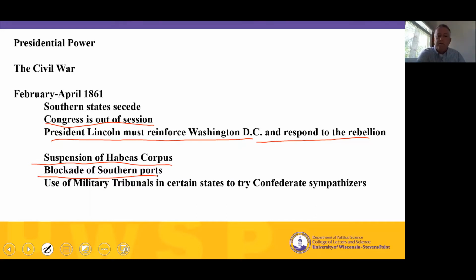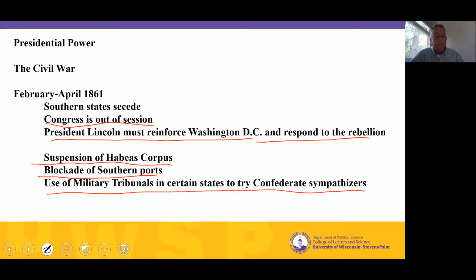And then finally, a third thing that Lincoln does that really raises constitutional questions, he imposes the use of military tribunals on certain states that he considers have a high number of Confederate sympathizers in them. One example, the state of Indiana. And so people in Indiana could be arrested by the U.S. Army, tried for seditious activities by the military in front of military judges, and then imprisoned by the military or even executed.